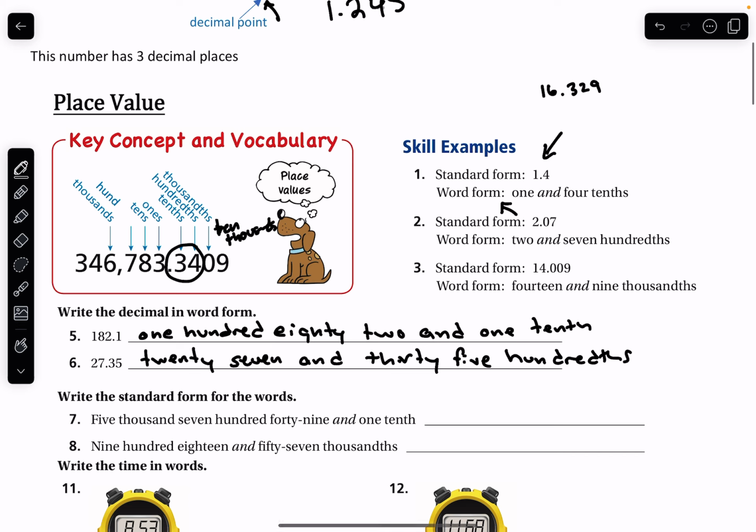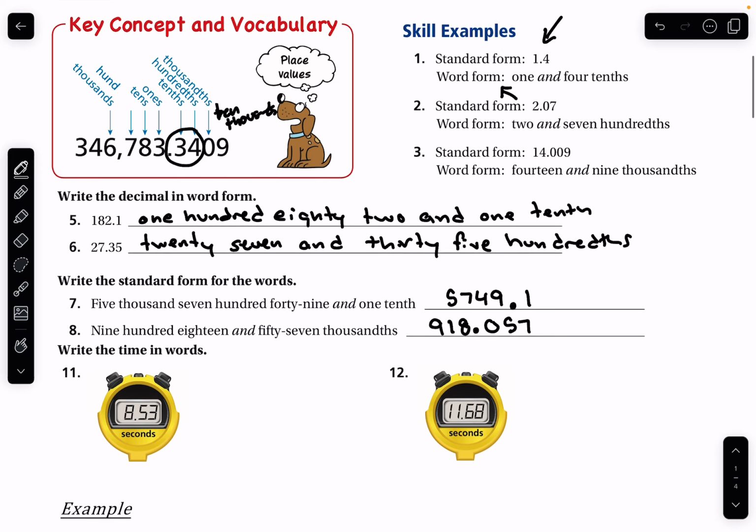All right, write in standard form, 5,749, so 5749, and that means a decimal, 1 tenth. So I'm going to put a 1 in the tenths place. 918, so 918, and 57 thousandths. You've got to be a little bit careful because if you just write 57 after, you're ending in the hundredths place. You want to end in the thousandths place, so you've got to put a 0 and then the 57, so you end in the right place.